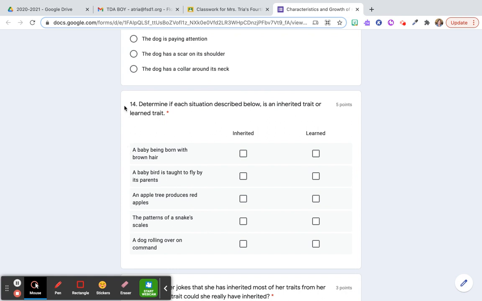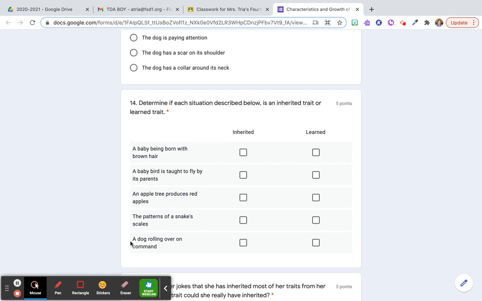Number 14, determine if each situation described below is an inherited trait or learned trait. Inherited or learned. A baby being born with brown hair. A baby bird is taught to fly by its parents. An apple tree produces red apples. The patterns of a snake's scales. And a dog rolling over on command.